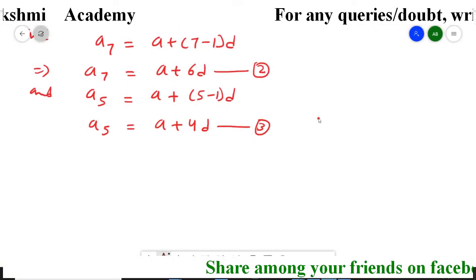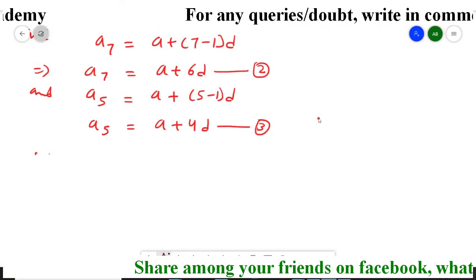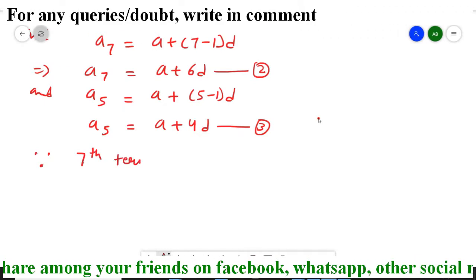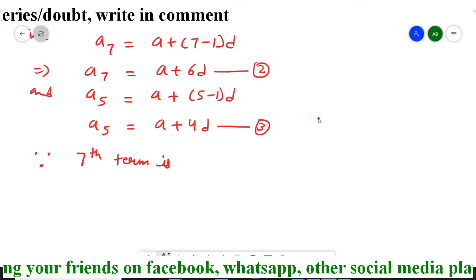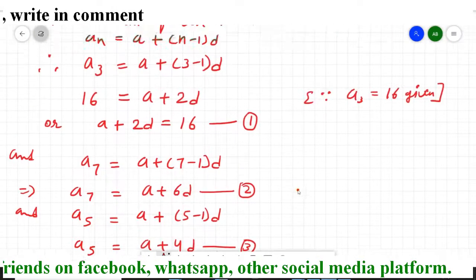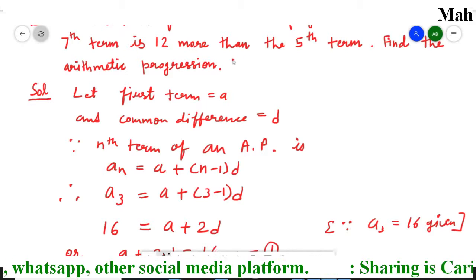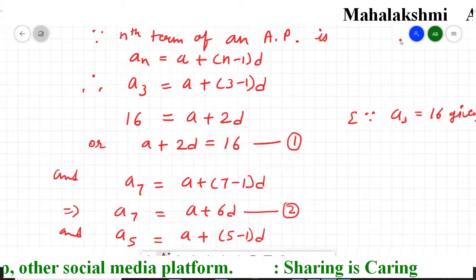Now from the question we'll write down the given thing, that is, since the 7th term is 12 more than the 5th term, we'll write it.